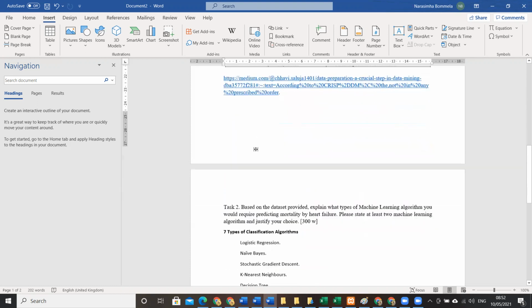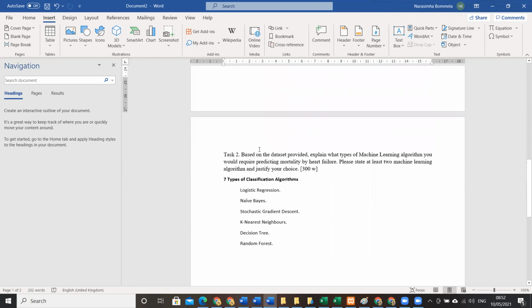So simple. Coming to the next task, it asks: considering the given data set, explain what types of machine learning algorithm you will be required to predict mortality by heart failure. Please state at least 2 machine learning algorithms. So we are supposed to explain machine learning algorithms that we can apply on the given case study.